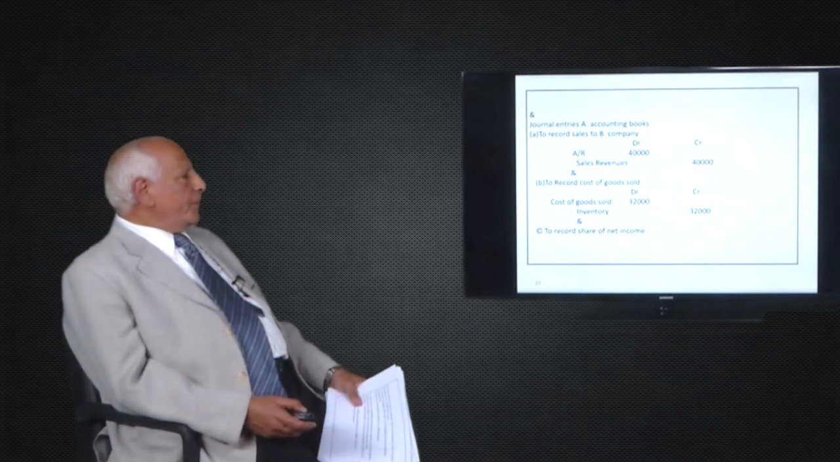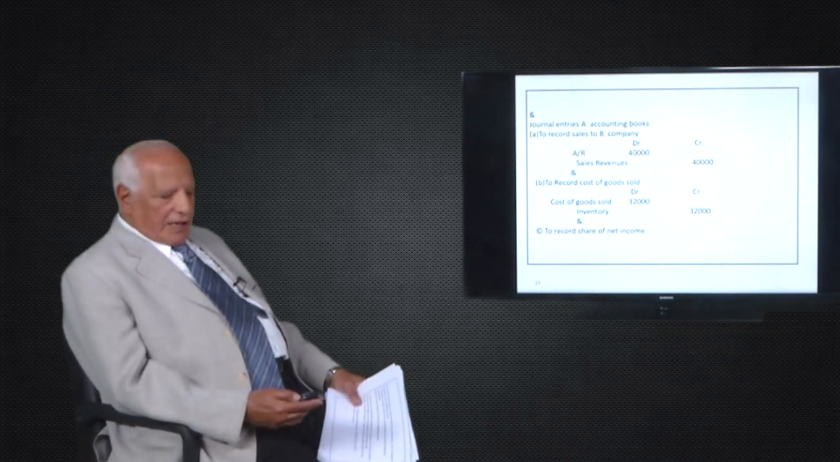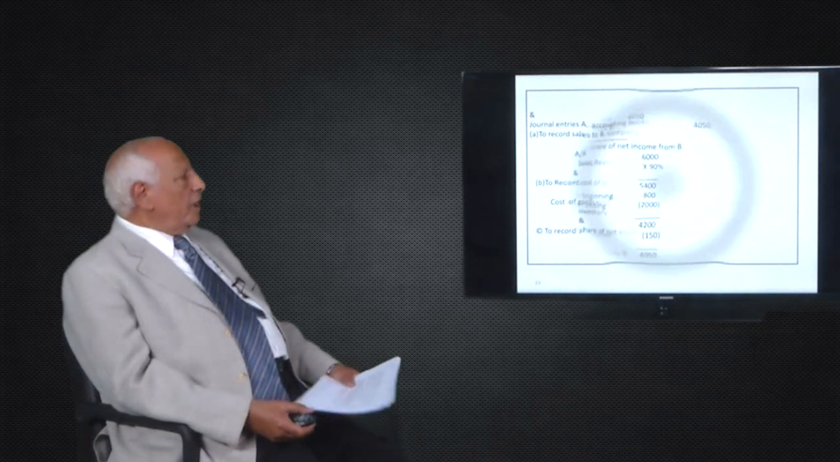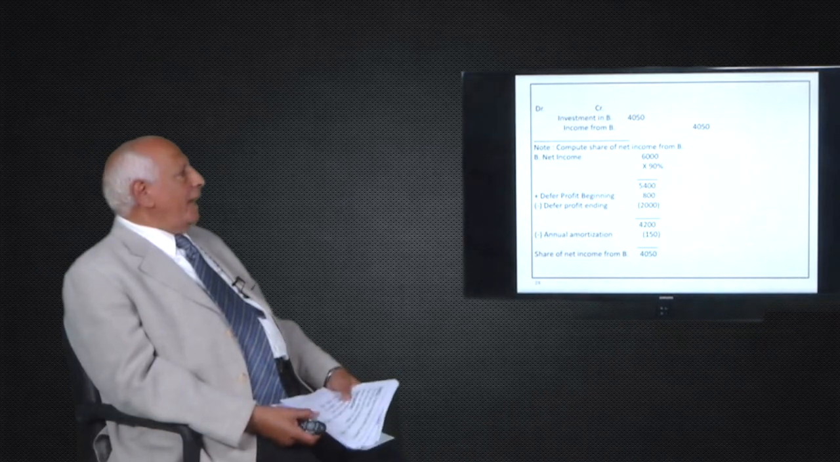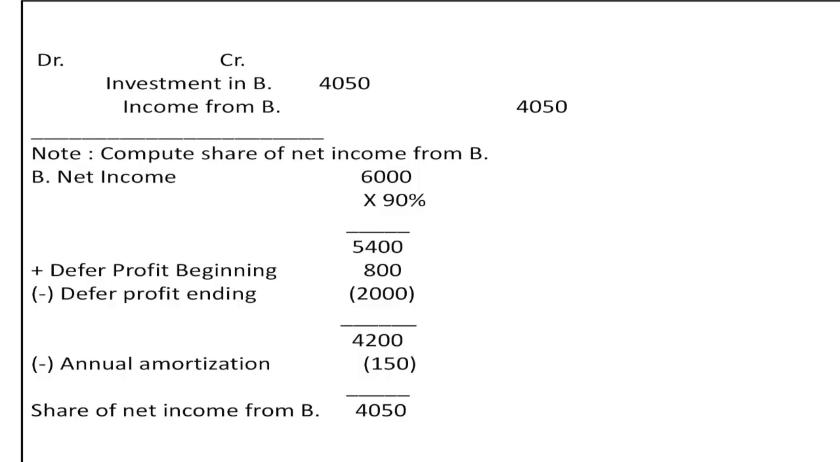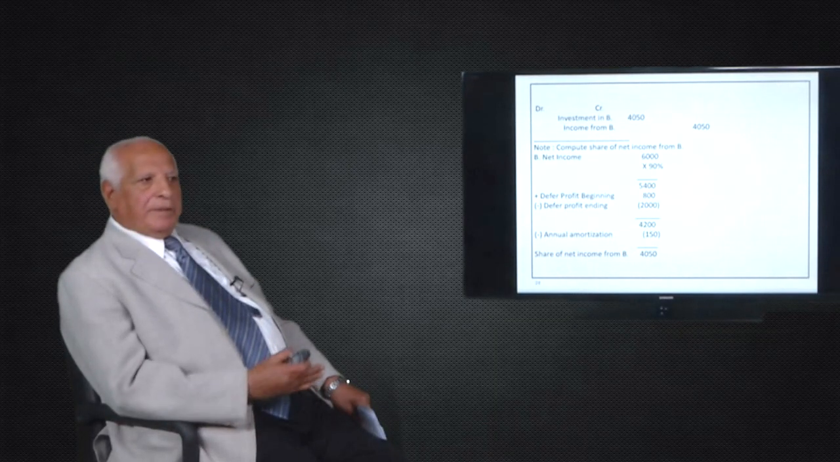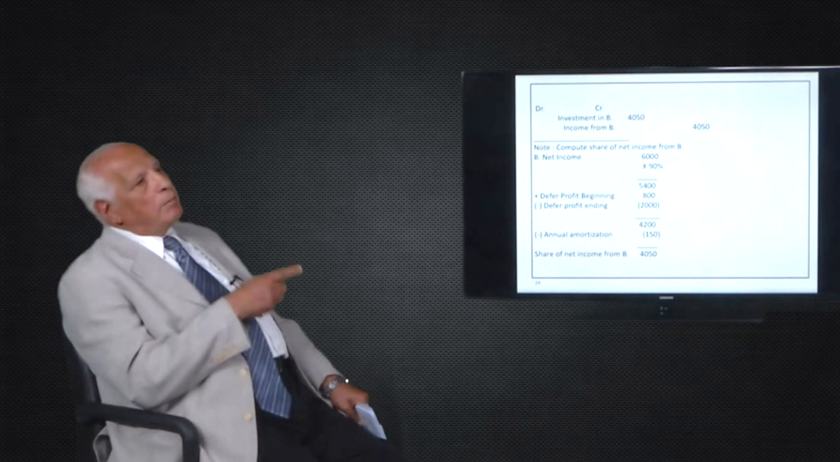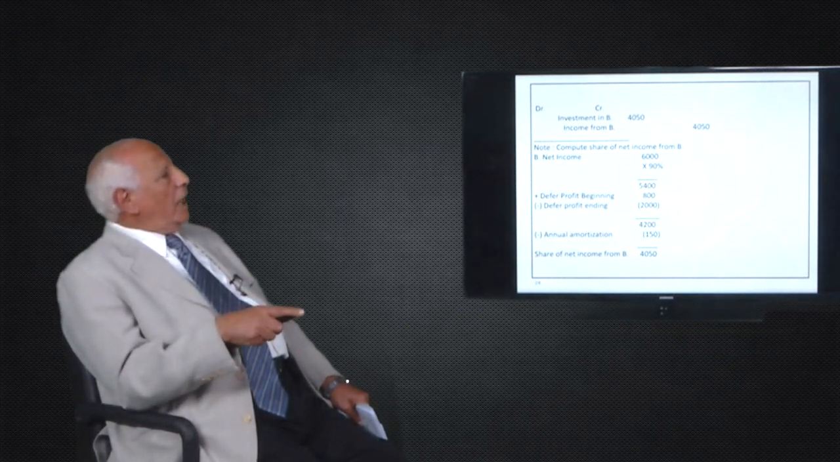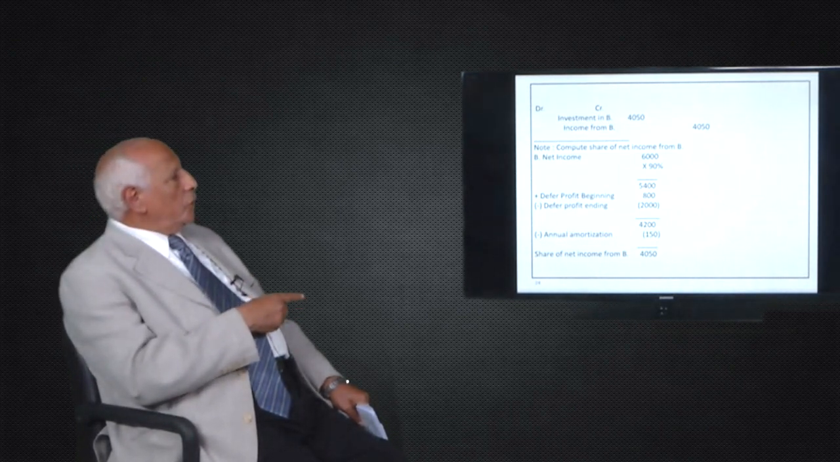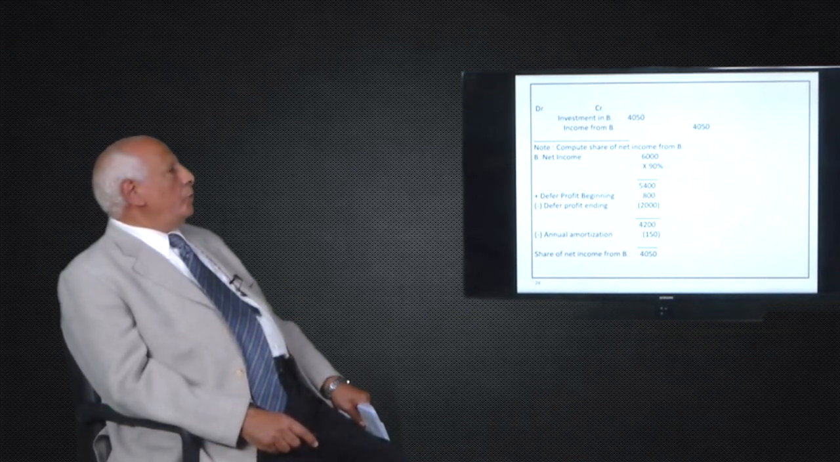Another entry records the share of net income. Again, share of net income. How do I do this? The journal entry is the same: debit investment in B, credit income from B. Before you write this number, you need to do some calculation. How do I get this number? Let me show you in detail how to compute the share of net income from B.